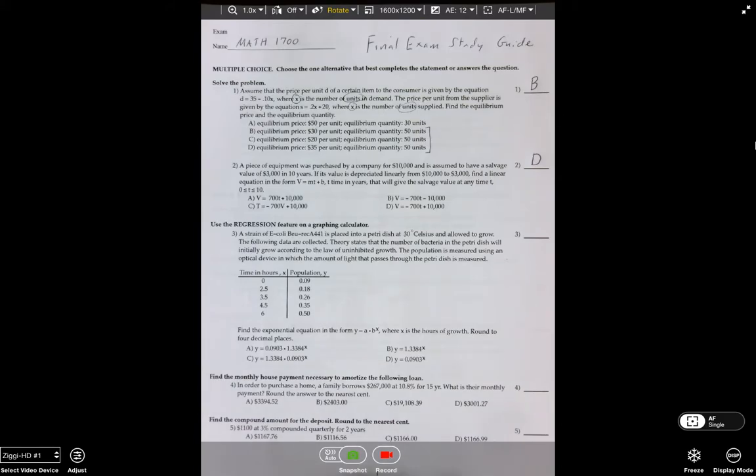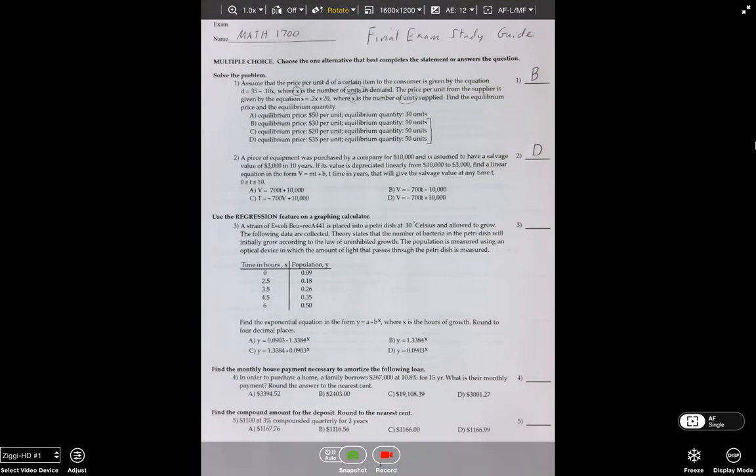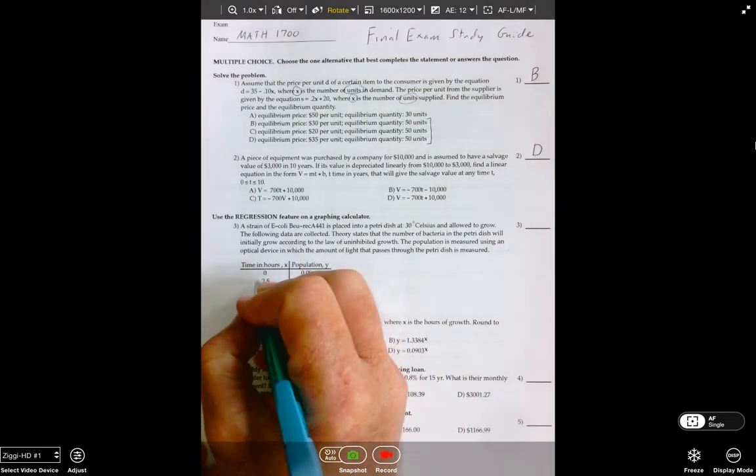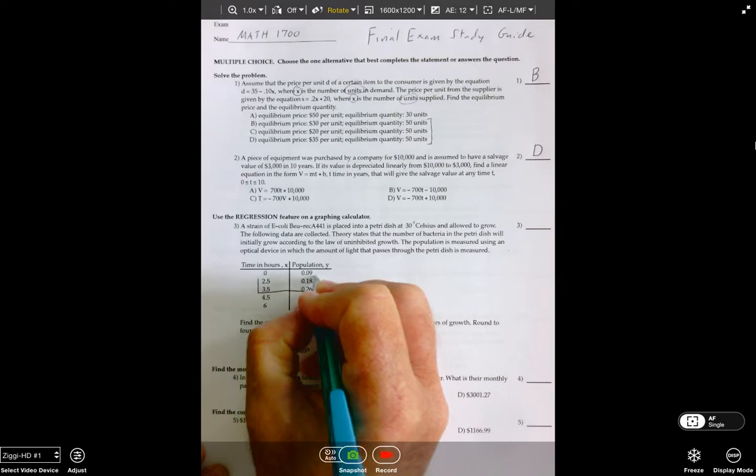All right, number 3. A strain of E. coli something. I'm not even going to try to go there. Theory states in a petri dish will grow, yada, yada, yada. Okay, all that stuff. We got some data points here. And we get down to here and we say, find the exponential equation in y equals a times b^x. Now, it says round to 4 places, you're probably going to have to look back in your notes on this. But anyway, what I'm going to do is I'm going to choose 2 points out of this.